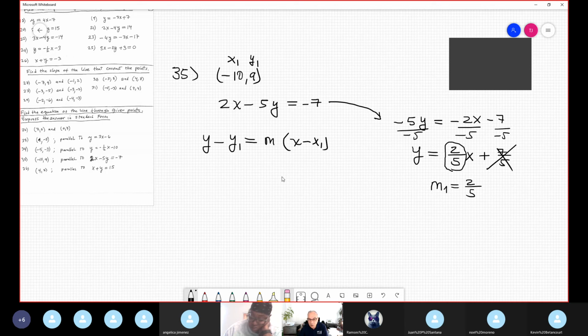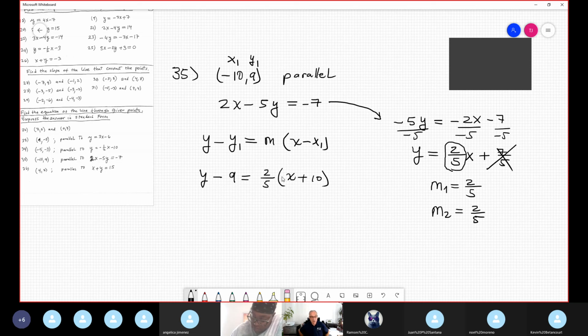Now, the slope is the same because we are talking about a parallel line. So the new line we will find is parallel. Okay, now substitute everything in the equation. So y is a variable, y1 is 9. M is 2/5. Parenthesis x minus x1 is negative 10, double negative, we have positive 10.